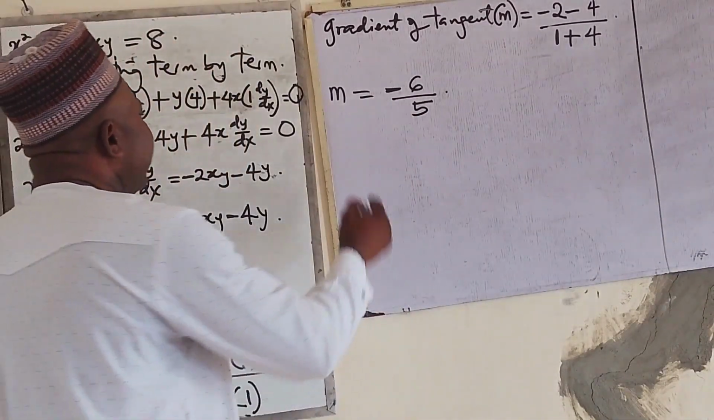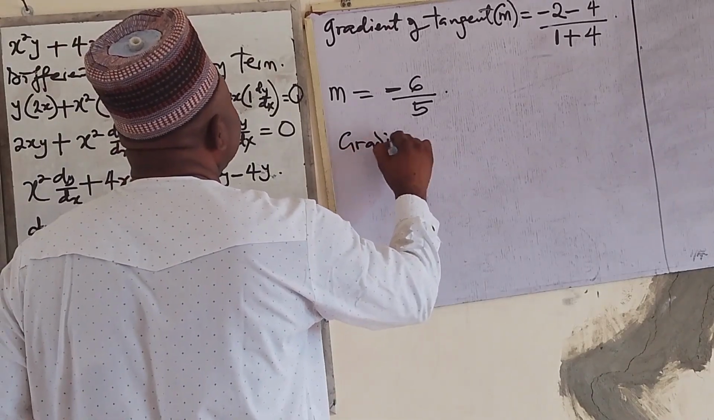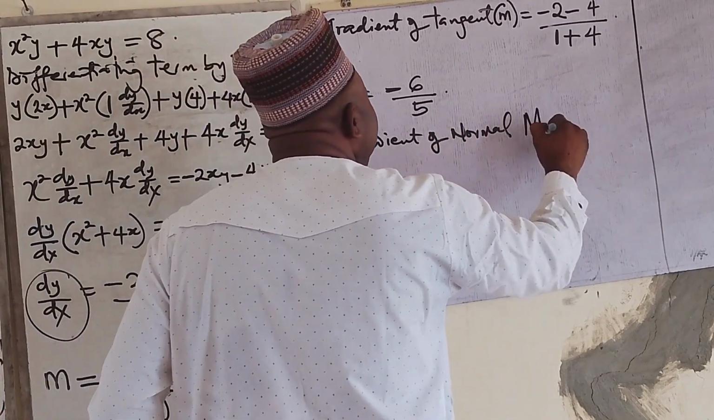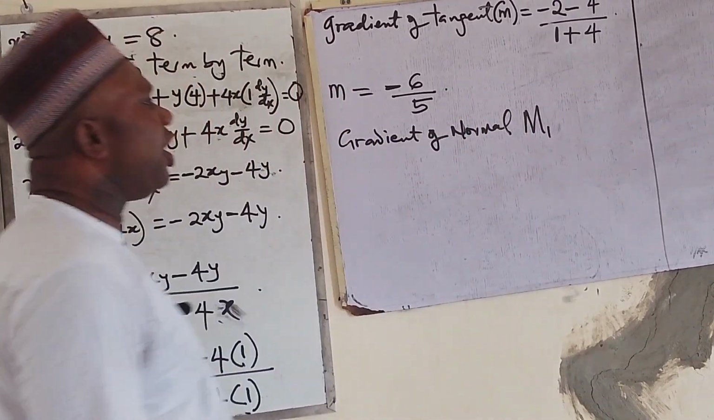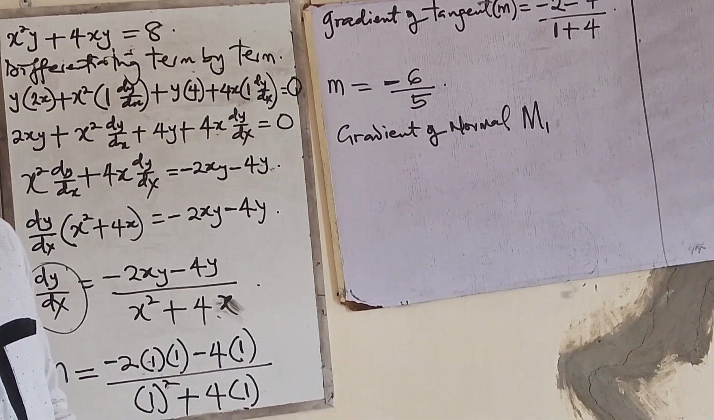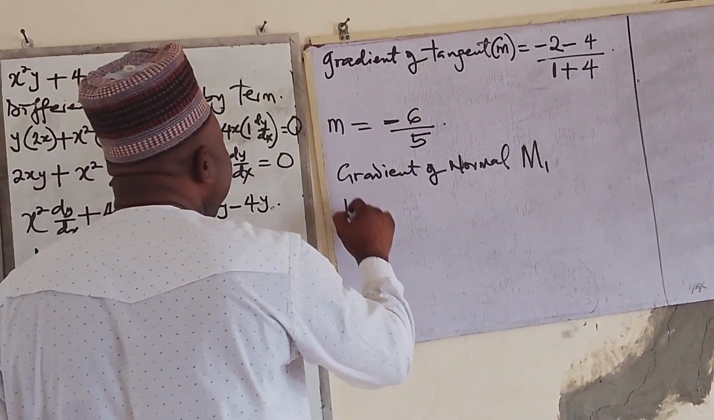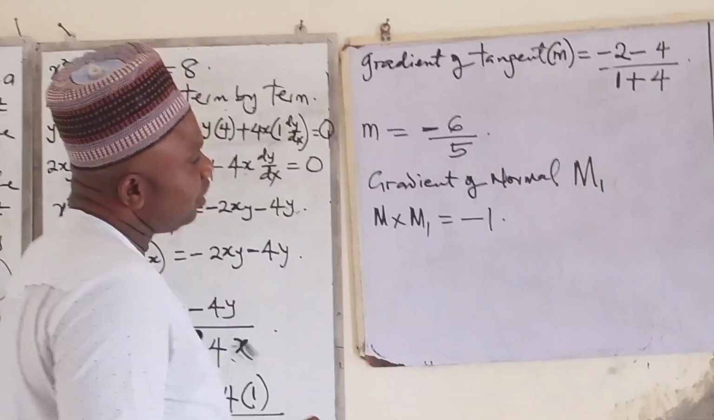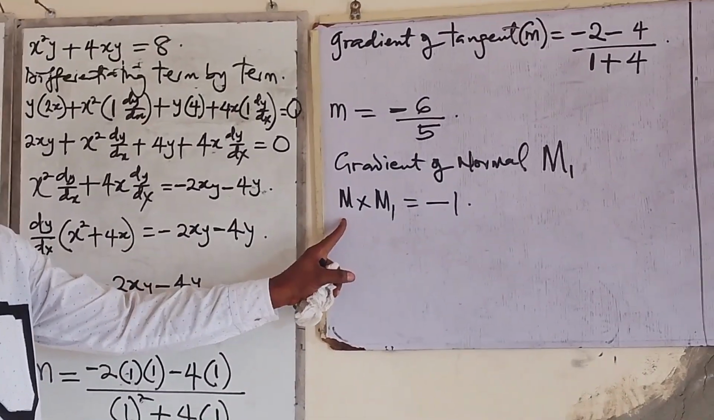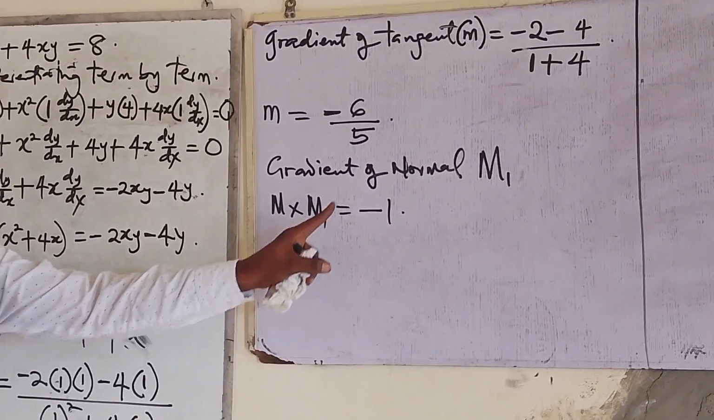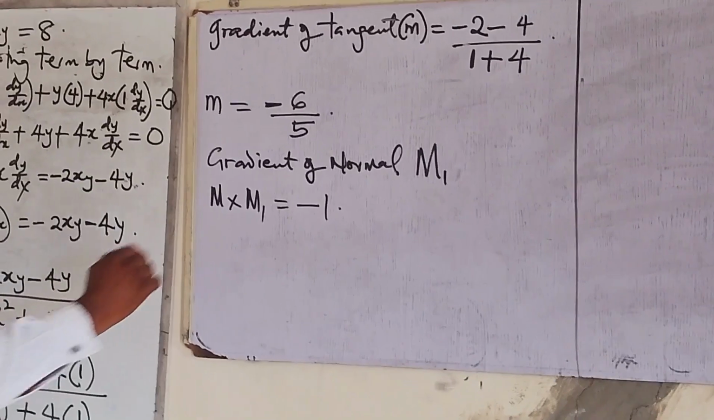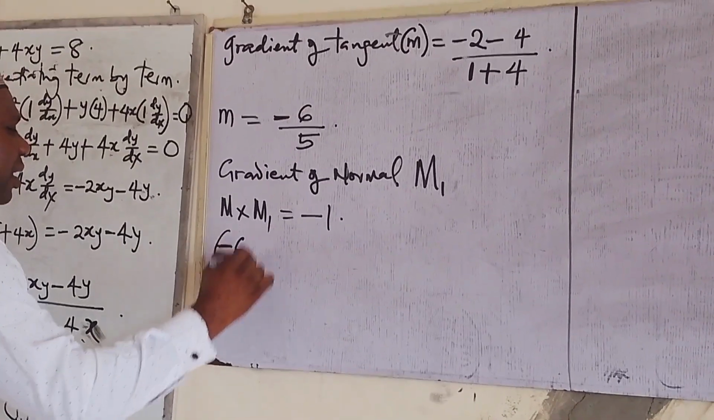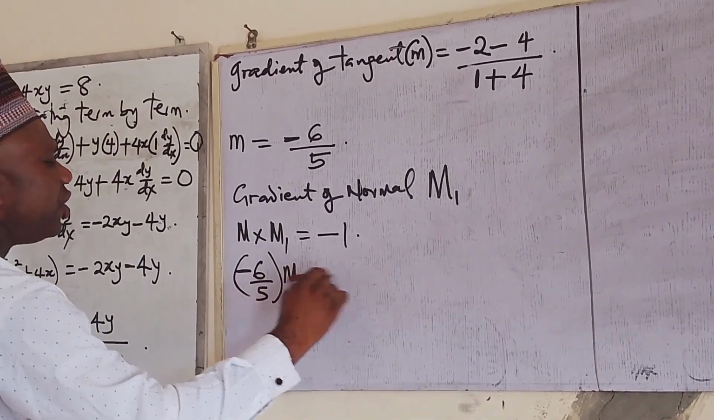Now let's look at the gradient of normal. Let's use m1 to represent the gradient of normal. And as we all know from coordinate geometry, the gradient of tangent times the gradient of normal is equal to minus 1. Yes, I take it again. The gradient of tangent times the gradient of normal is equal to minus 1. So at this point, we have m, and the value of our m is minus 6 over 5, times m1 is equal to minus 1.